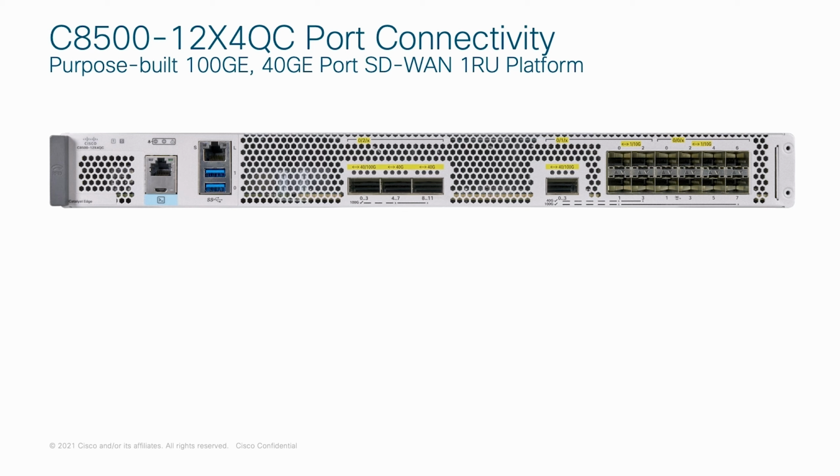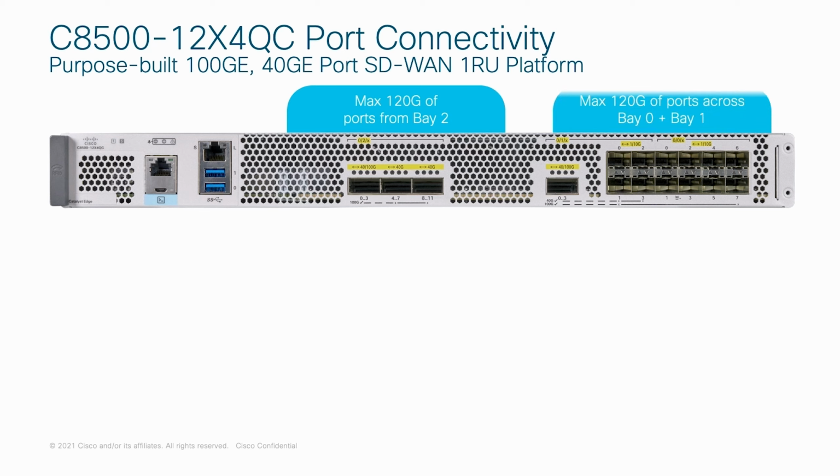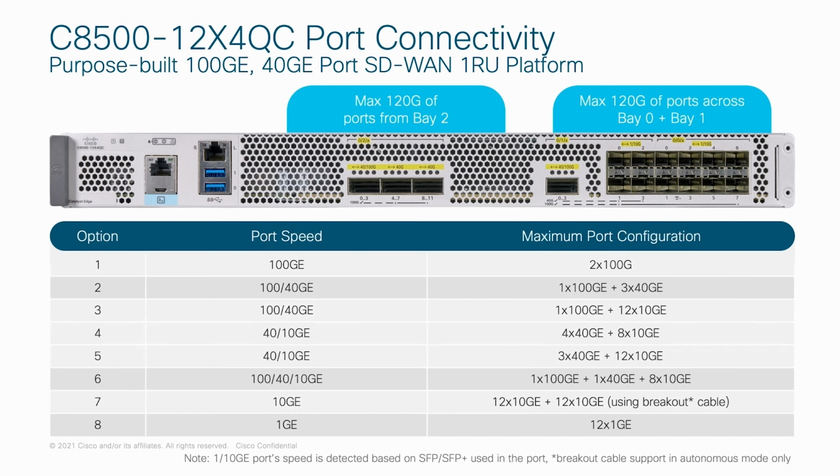From the port flexibility point of view, the top end C8500-12X4QC platform is purpose built for 100 gig and 40 gig port speed offering in an SD-WAN 1RU form factor. One important thing to note here is 0/2 offers 120 Gbps of layer 2 aggregation, and 0/1 and 0/0 offer another 120 Gbps of layer 2 aggregation. With this capacity, we get a total of 8 different combinations in which the front panel interfaces can be used for 100 gig, 40 gig, 10 gig and even 1 gig port configuration scenarios.